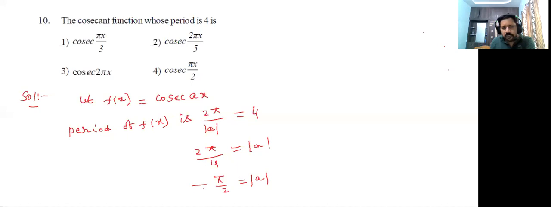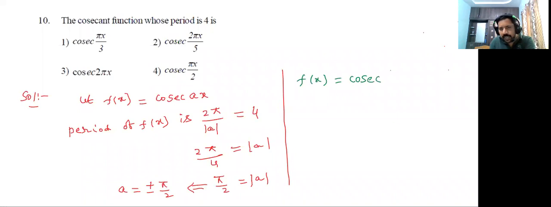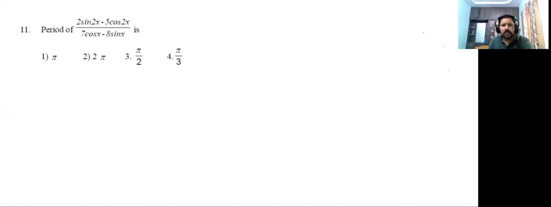What is a, students, here? A is equal to plus or minus pi by 2. Now, what is the function, students? F of x is equal to cosecant ax. A means plus or minus pi by 2 into x. So, by observing this, which option is correct? Fourth option is correct. See the next question.